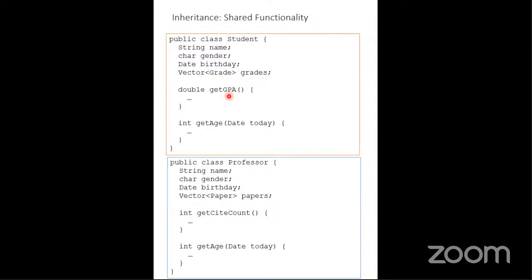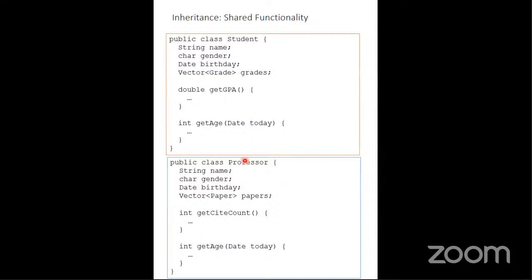Okay, I can say that ultimately a student is a person, because these characteristics, name, gender, birthday, and age of the person, are more common to person rather than student. Similarly, name and gender here again are common to person rather than professor. What is specific to student? Student earns grades. Student gets GPA.